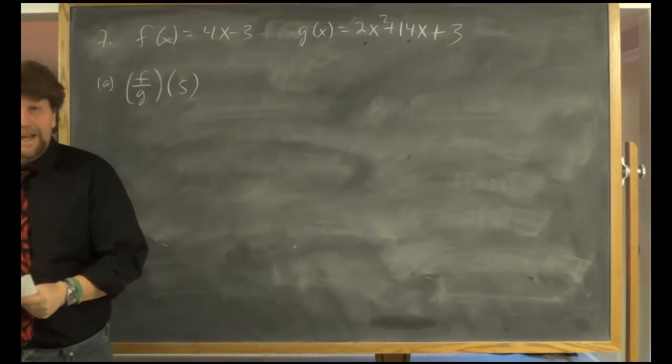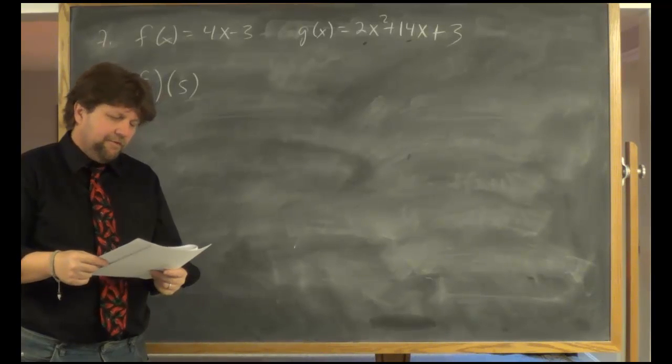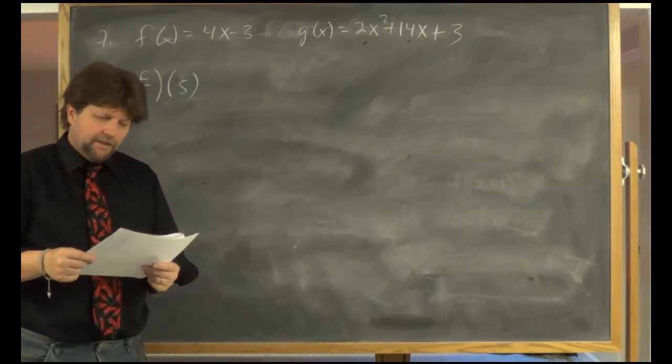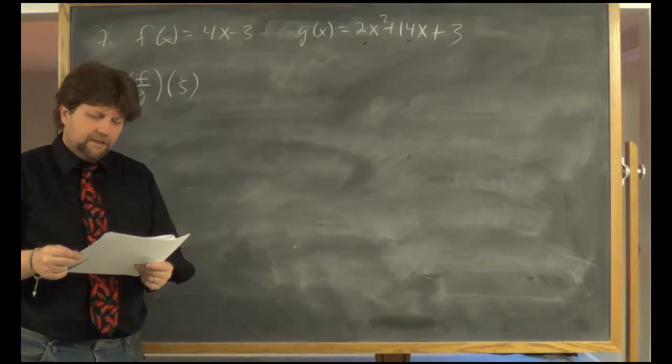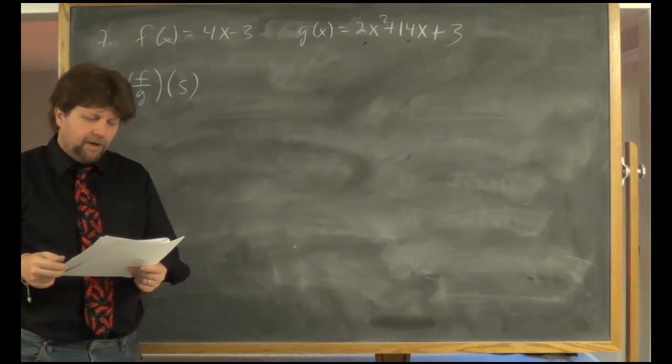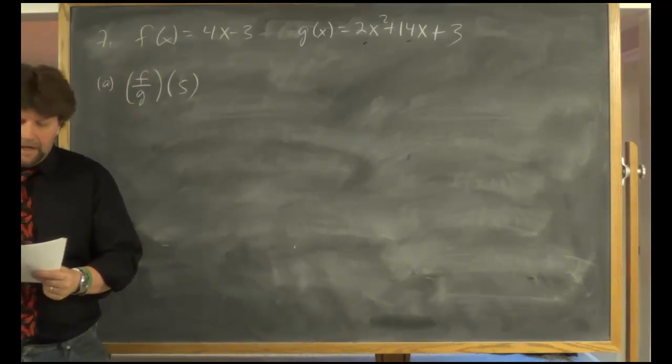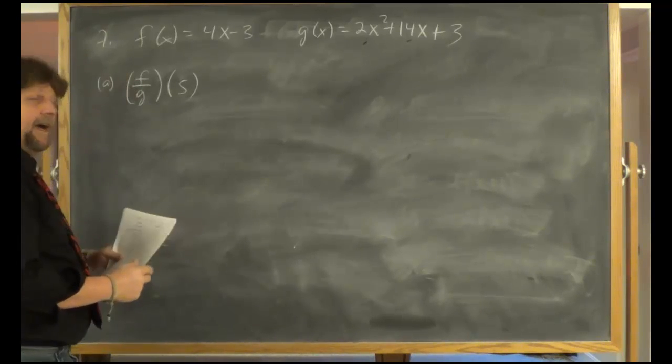Alright, hey, here in number 7, I gave you 2 functions, f of x equals 4x minus 3, and g of x equals 2x squared plus 14x plus 3. And I asked you to do two things, part A and B. Part A, I asked you to evaluate f divided by g of 5.